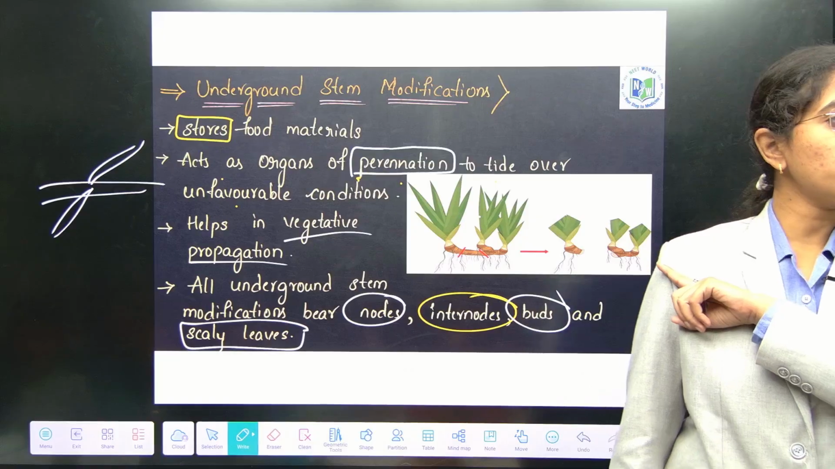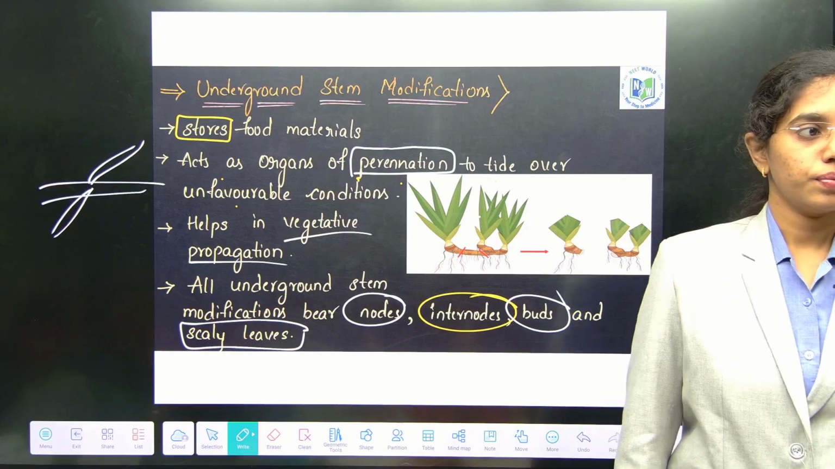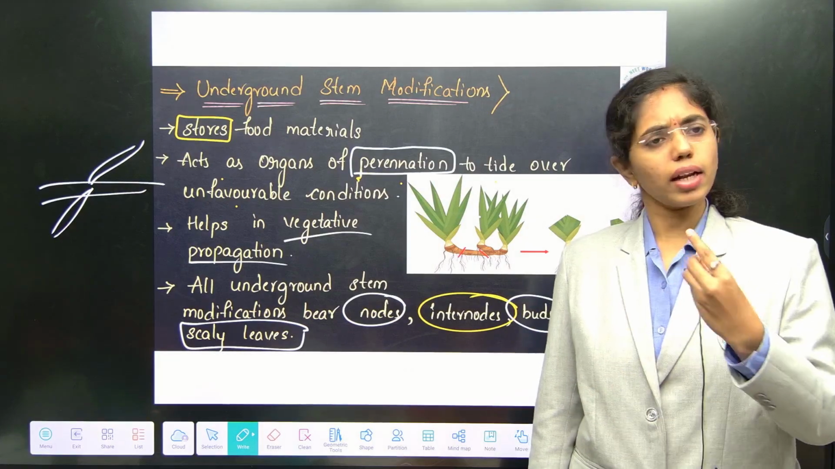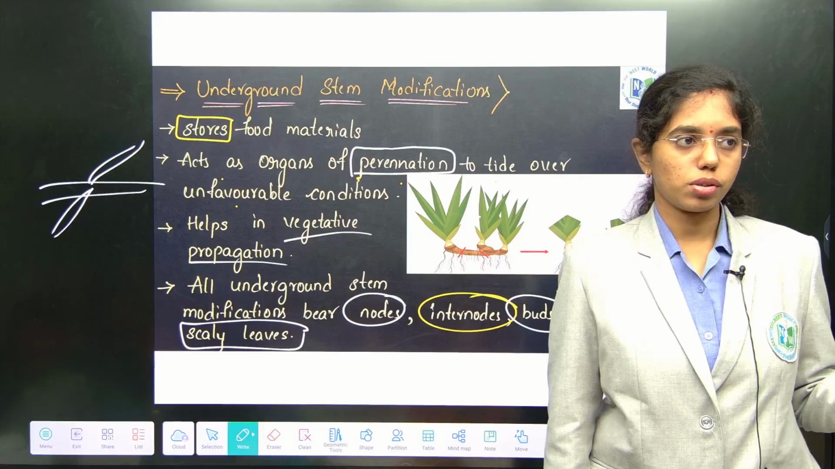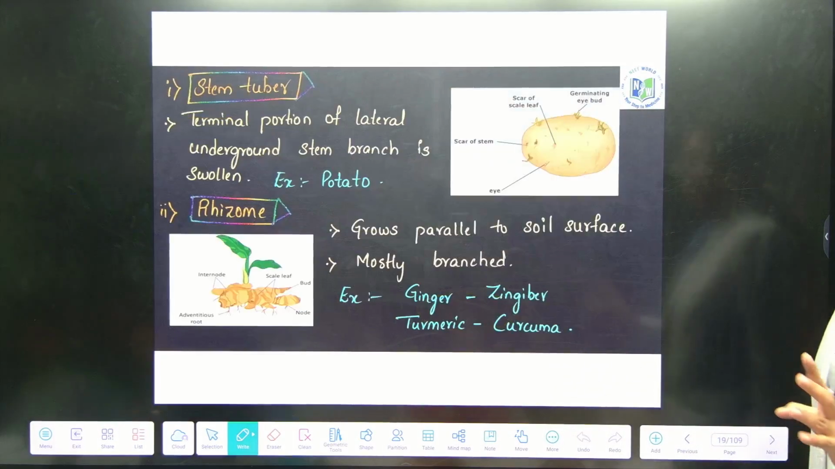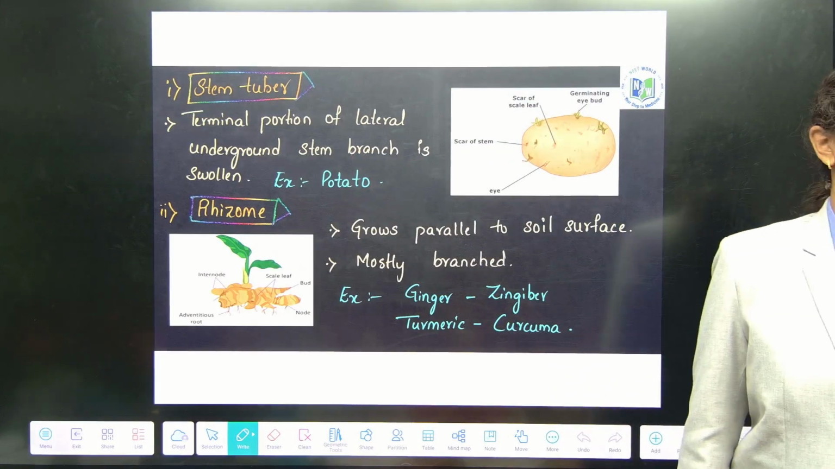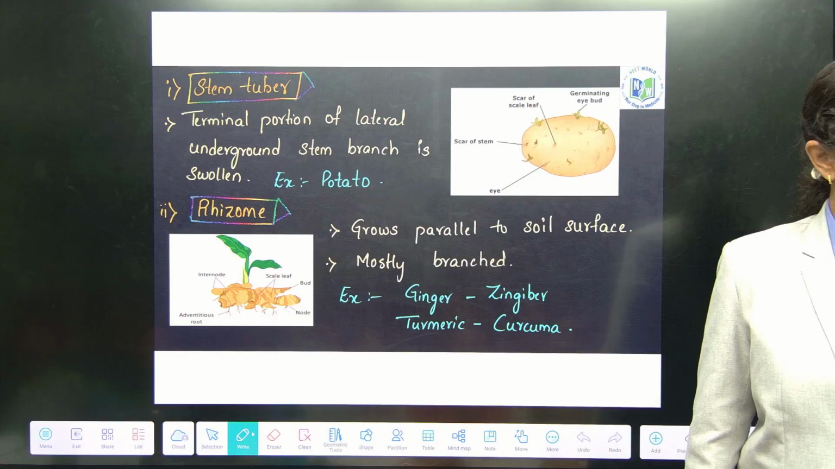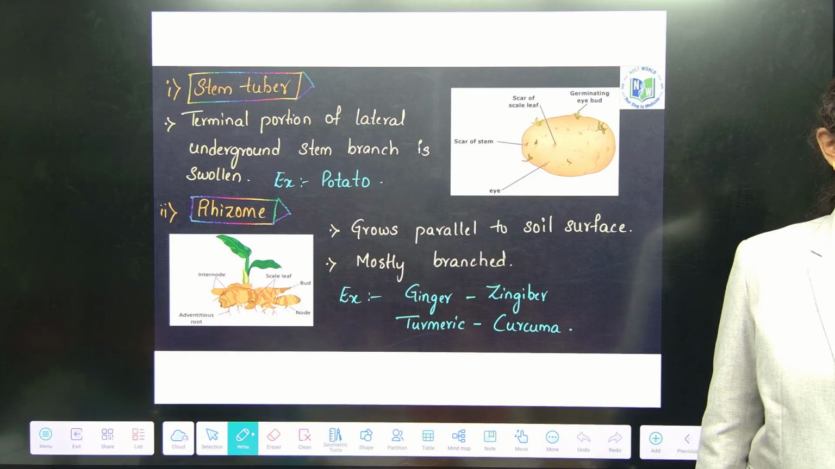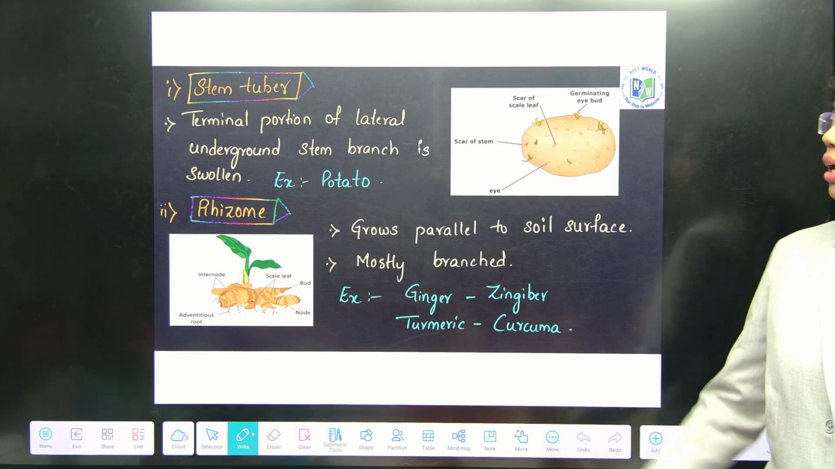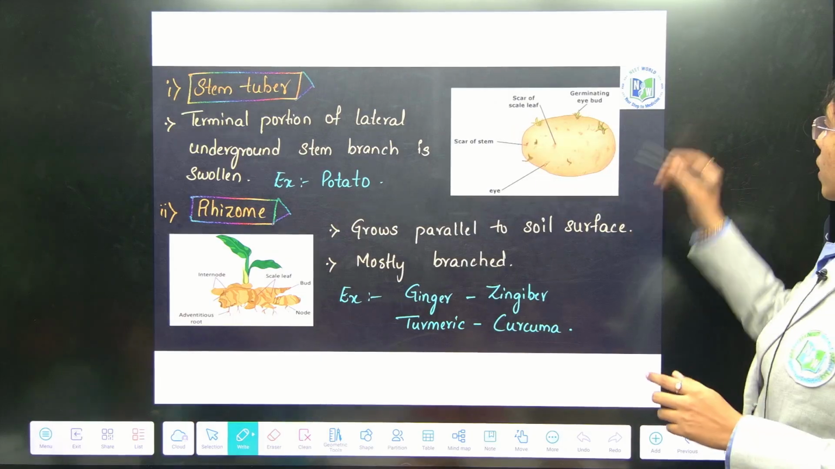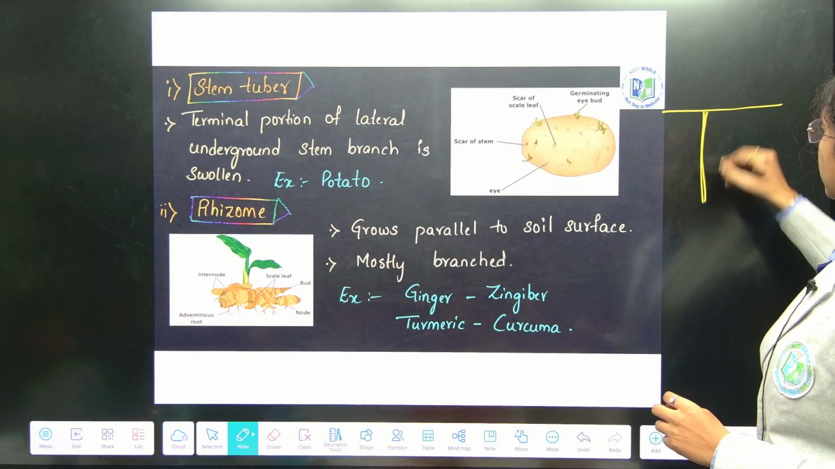Do you see any such structures in a root? No. Only in the stem, whether underground, subaerial or aerial. Stem tuber, what you have to remember here most. Sit straight and everyone listen attentively, very important. Stem tuber, if this is the stem region.